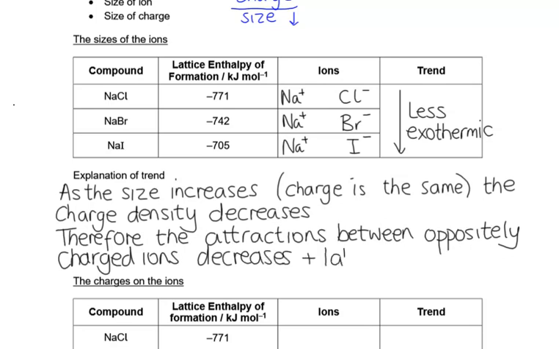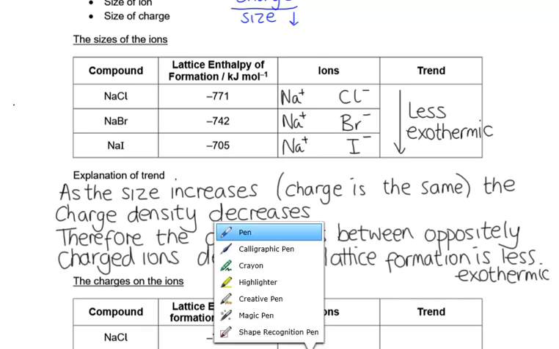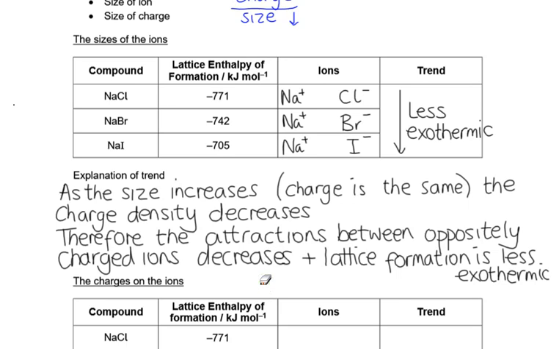and lattice formation is less exothermic. Now if it was lattice dissociation, it would be less endothermic, because that's the positive ones. So as the charge density decreases, the attractions between oppositely charged ions decreases.